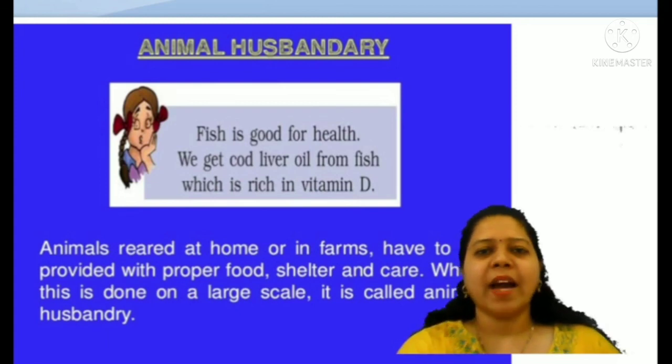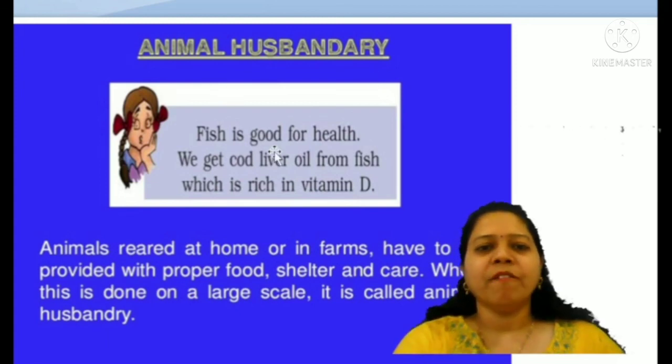Next, we'll see animal husbandry. Fish is good for health. We get cod liver oil from fish, which is rich in vitamin D.